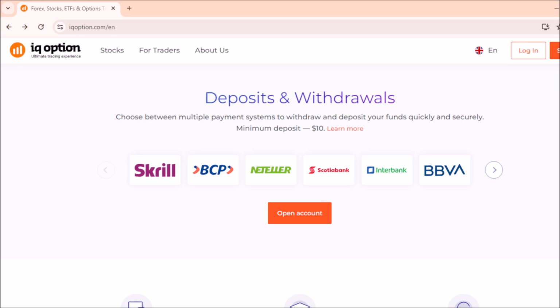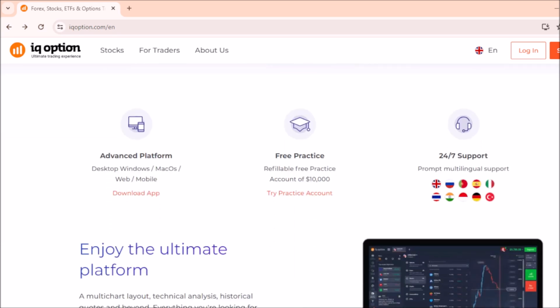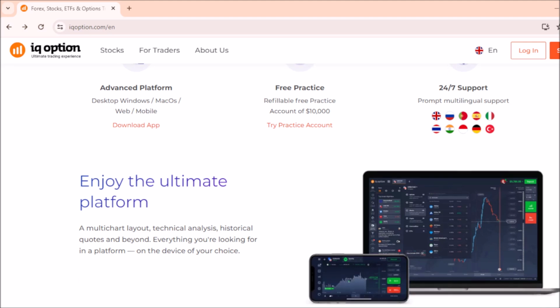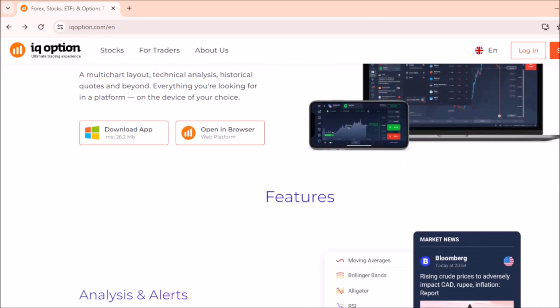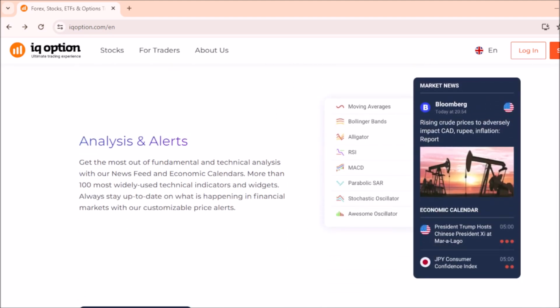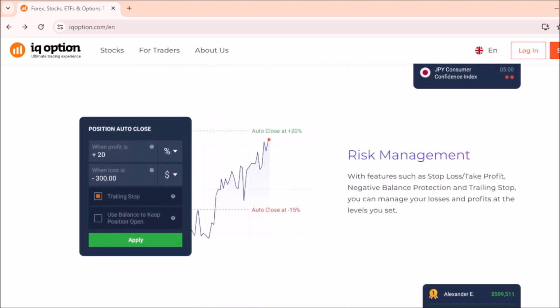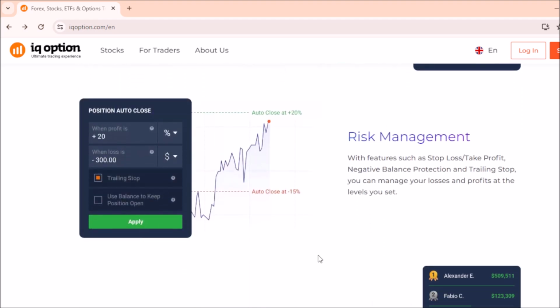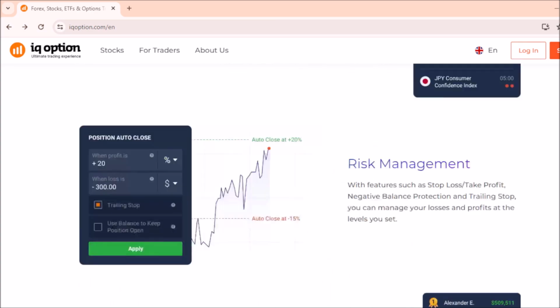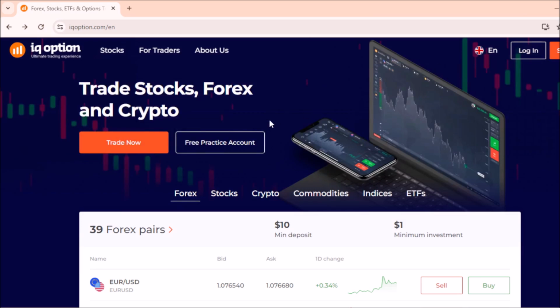People can use IQ Option for several purposes. Trading: users can buy and sell various financial assets using IQ Option's platform. They can speculate on the price movements of different assets and potentially profit from these fluctuations. Investing: some users may use IQ Option as a platform for long-term investing, buying and holding assets with the goal of generating returns over time.